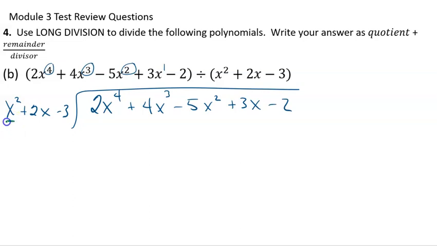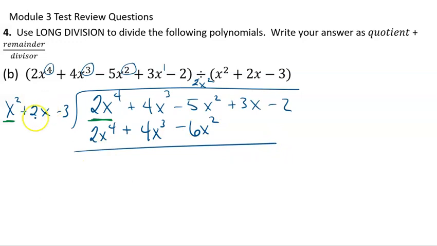So what do I multiply this x squared by to turn it into a 2x to the 4th? Well, we know that answer. That's going to be 2x squared. Look, and I'm going to line that up right there above my x squared term. So 2x squared times x squared is 2x to the 4th. 2x squared times 2x is 4x to the 3rd. Notice, again, I'm lining up my like terms. It's positive, so I put a plus. 2x squared times negative 3 is negative 6x squared. So I'm going to line that up underneath the square terms.